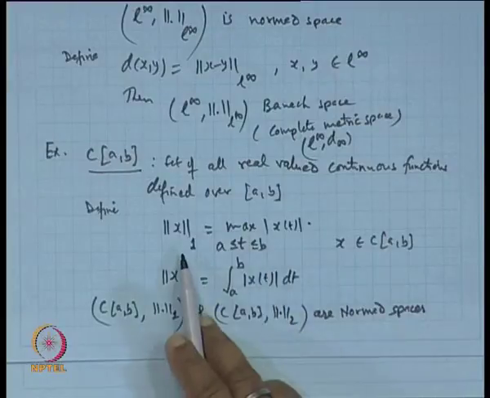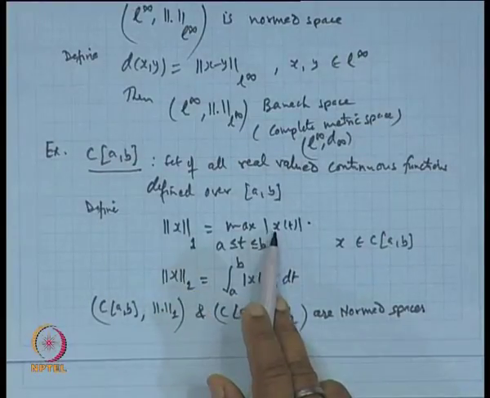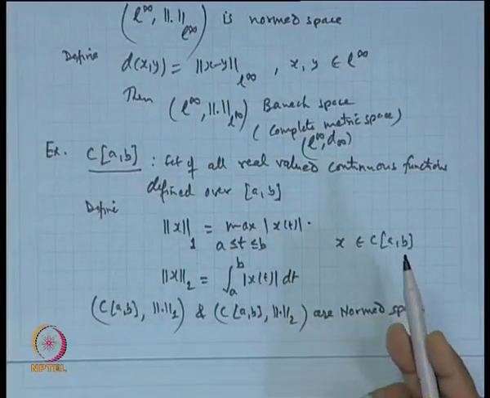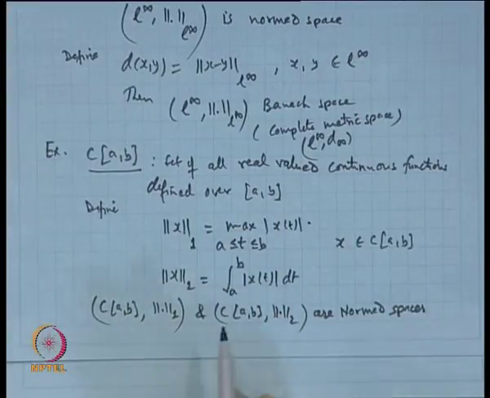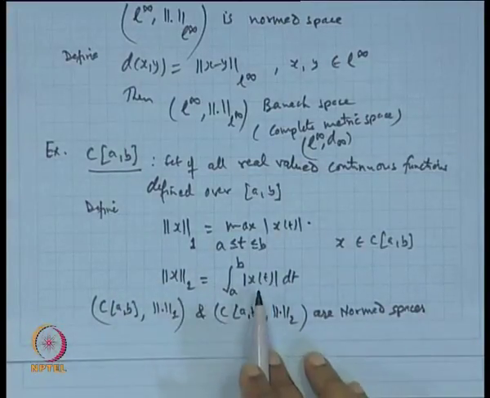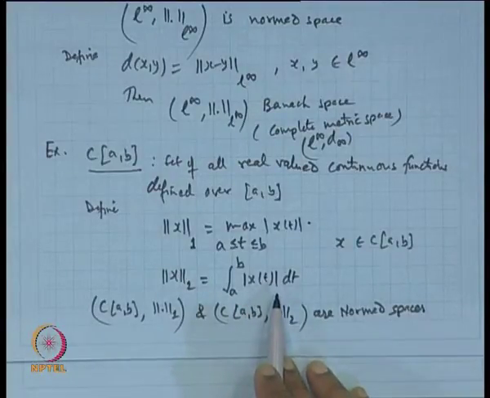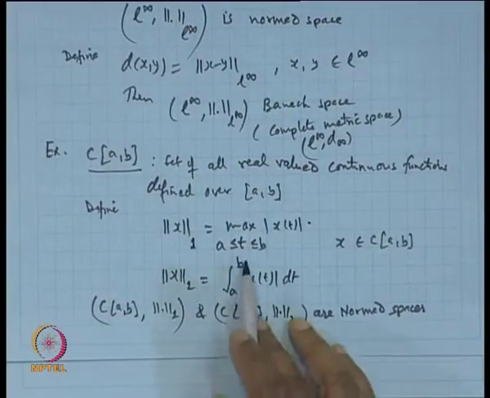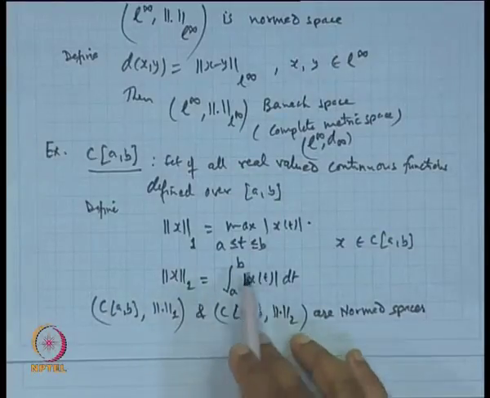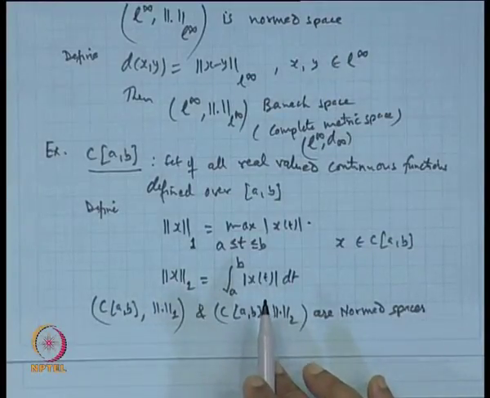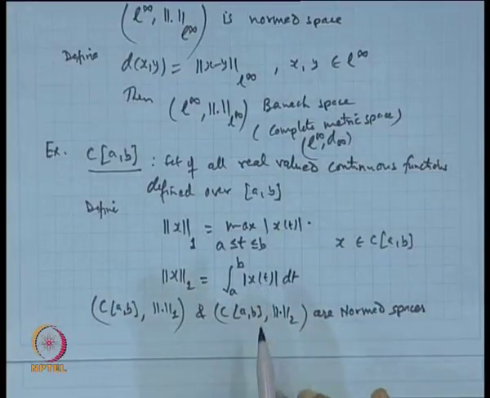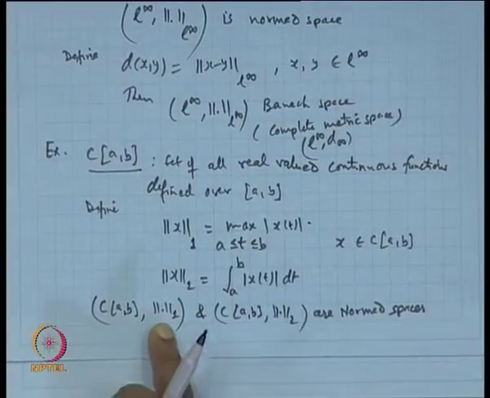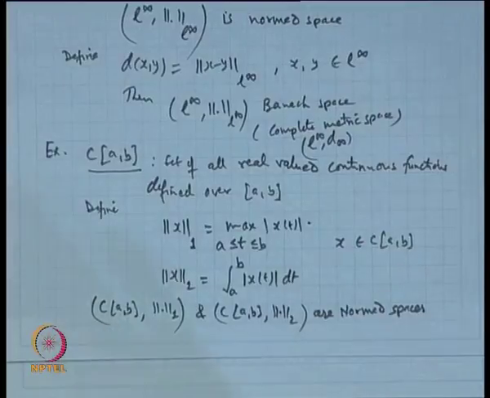Similarly, for the other properties, if you take alpha x, the mod alpha will come outside, and for x plus y, again the maximum of the sum is less than or equal to the sum of their maxima. So, this is true. Similarly, in the second case, if the integral is 0, since these are continuous functions and the absolute value is taken into consideration, and a and b are two finite points, x(t) must be the identically 0 function. So all the properties can be verified, and both form a norm. So the same space under two different notions of norm forms a normed space.